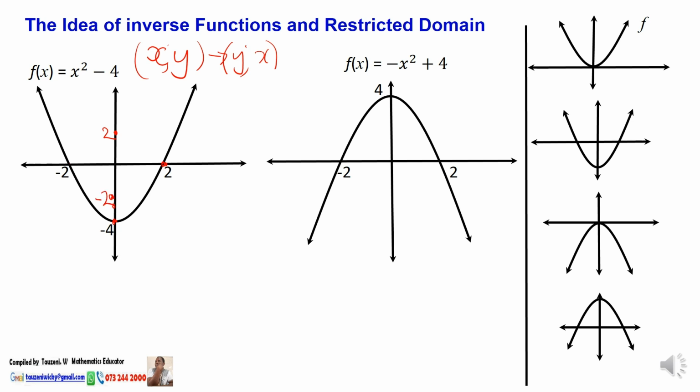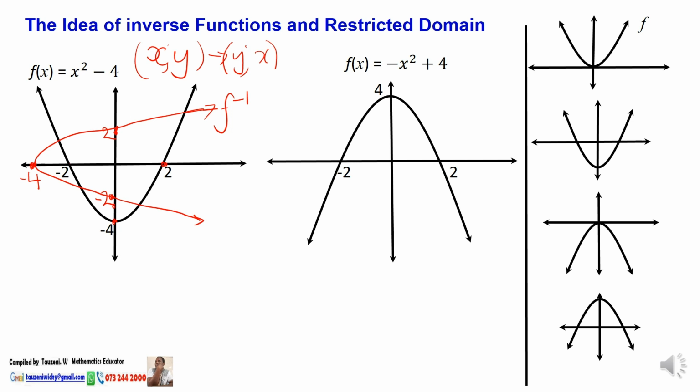Then this coordinate is 0, -4. The inverse will pass through -4, 0. The x coordinates become the y coordinates, and the y coordinates become the x coordinates. Then from there, I can make a sketch of my function, touching through those points, going in that direction. This is the inverse. No, this one must be 2. This is the inverse of the given graph. I have drawn the inverse.